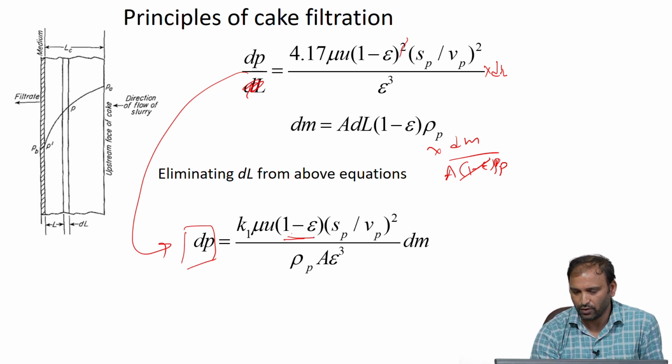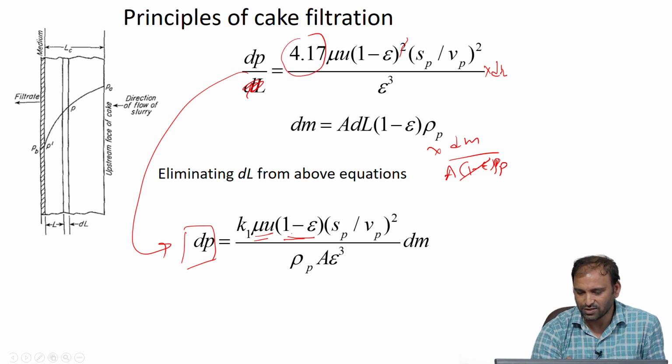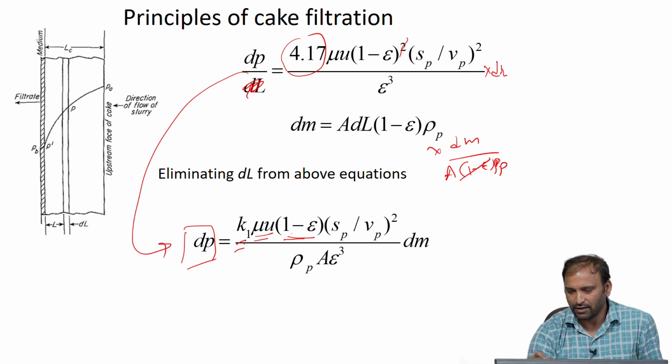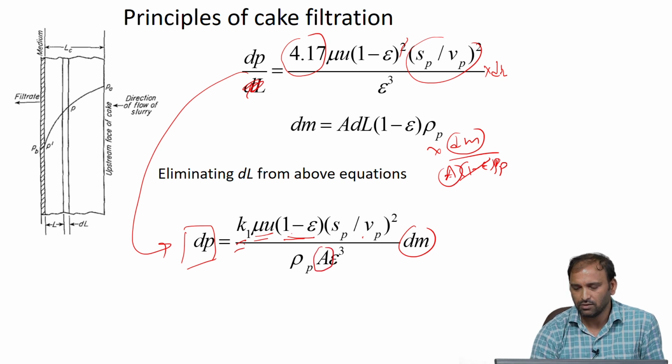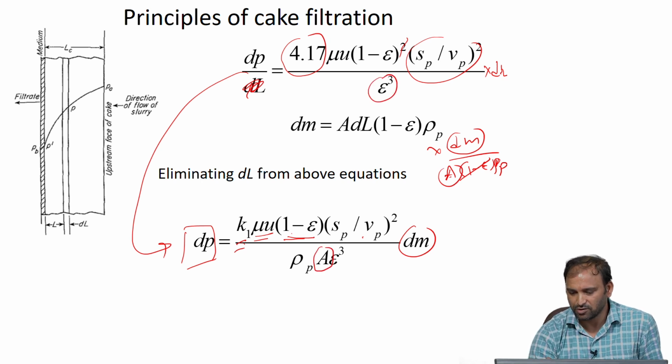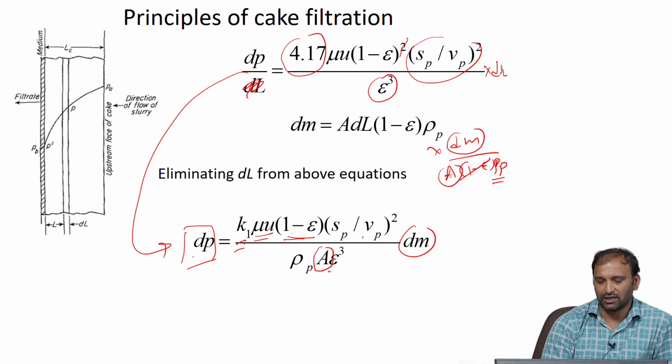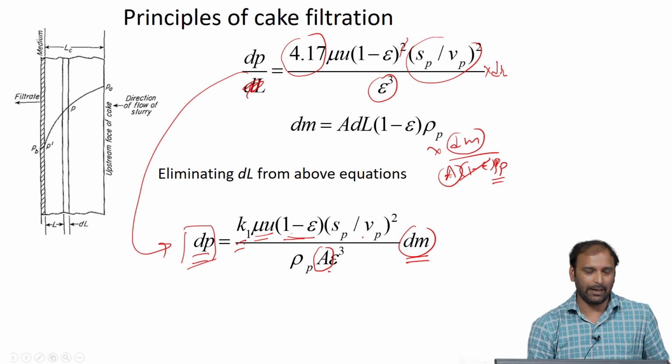There is k1, there is mu u here, so I'm basically taking this as a constant k1, right. And of course Sp by Vp remains here, and I have dm that comes in, and there is A, and essentially epsilon cubed remains here, and rho p. So essentially I am basically expressing delta p in terms of delta m, right.